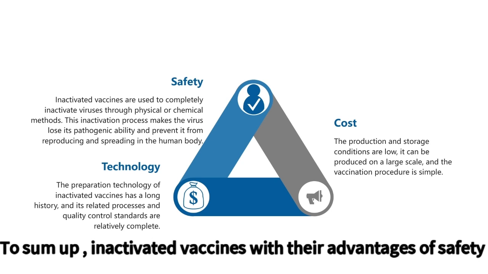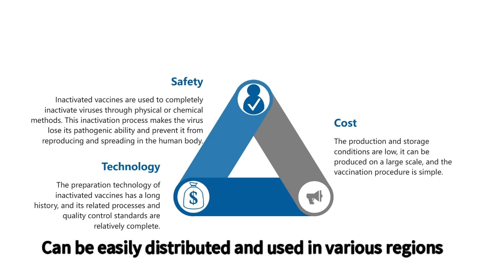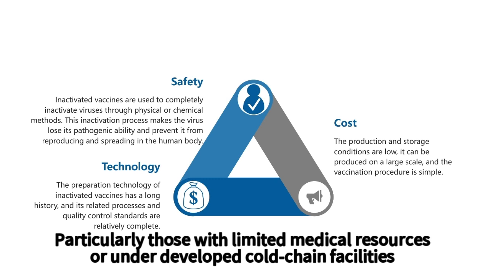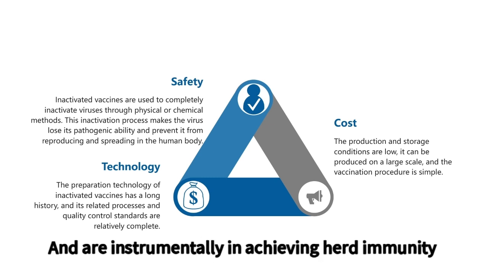To sum up, inactivated vaccines, with their advantages of safety, stability, and minimal cold chain requirements, can be easily distributed and used in various regions, particularly those with limited medical resources or underdeveloped cold chain facilities. As a result, they have become the most widely used vaccines to date and are instrumental in achieving herd immunity.